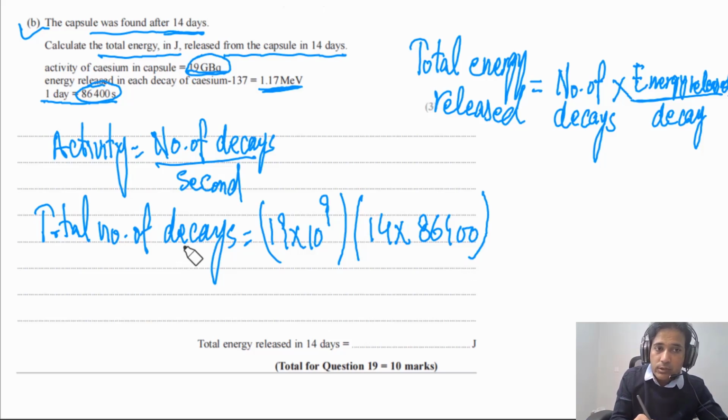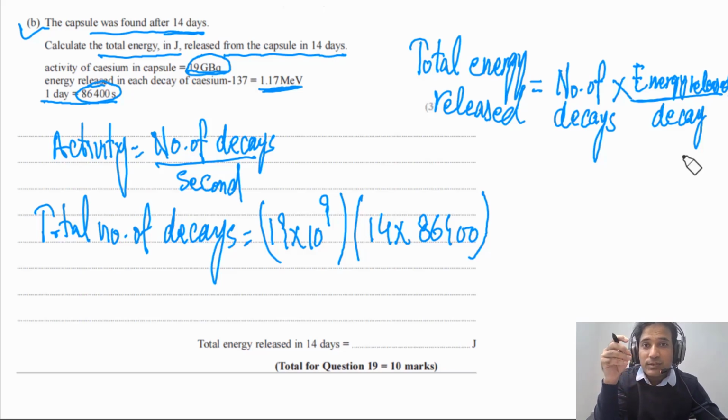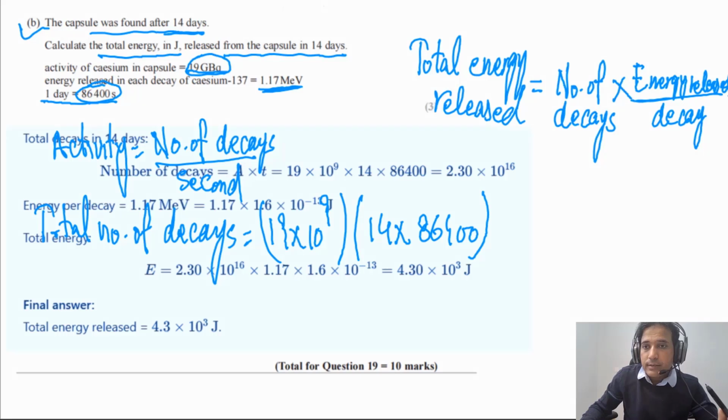So now we have total number of decays, we have energy released per decay, we can calculate energy released in 14 days. Then that answer we can convert into joules. So this is how you need to answer. I hope this makes sense to you. Now let me show you the full answer. So here is the answer.